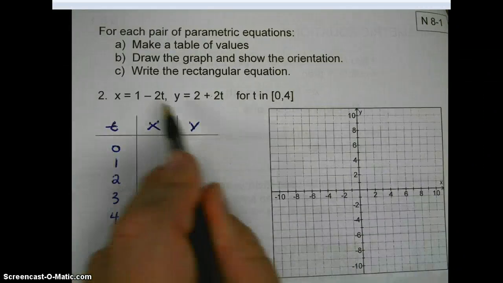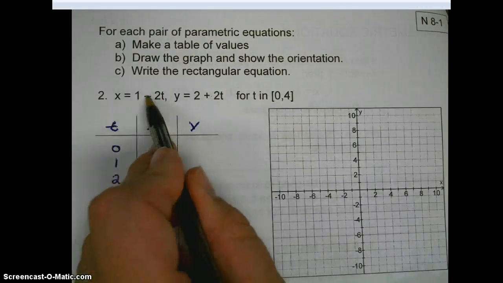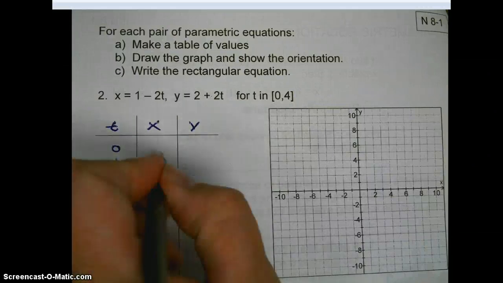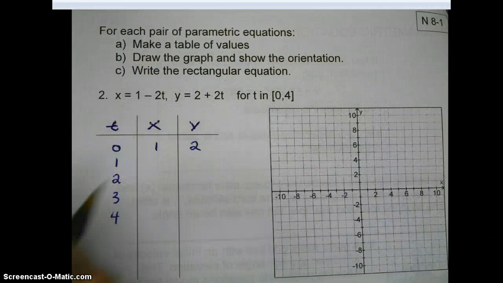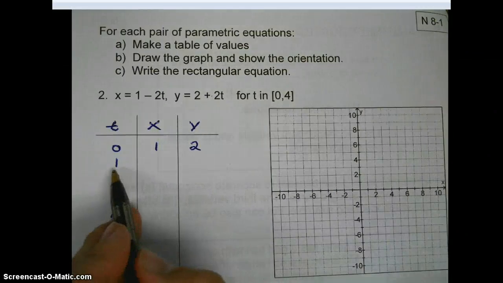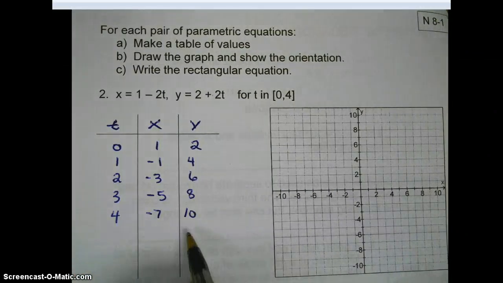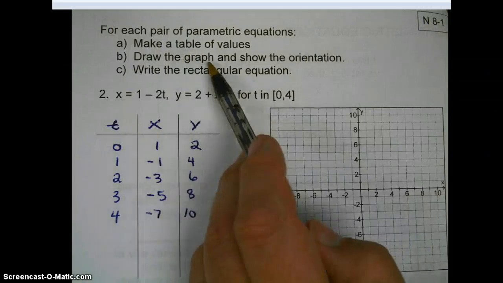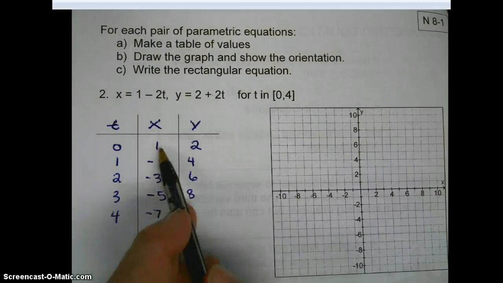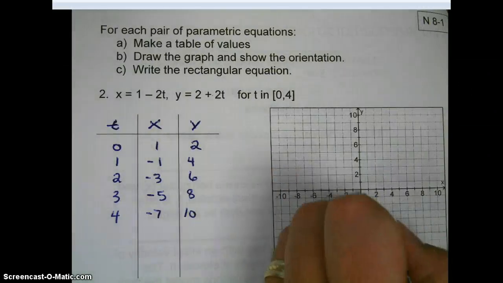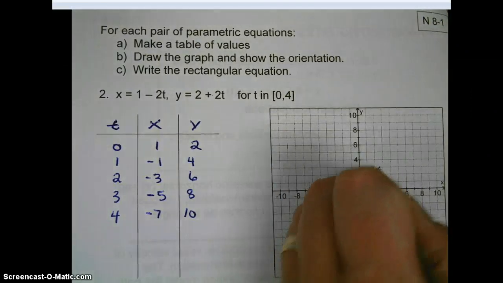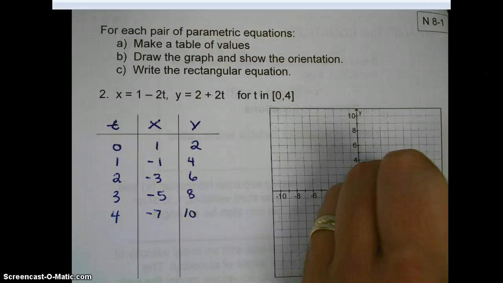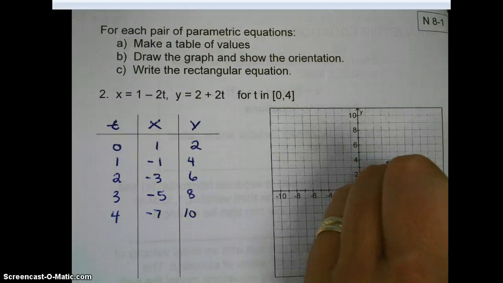Plugging 0 in. 1 minus 0 is 1. Plug 0 in. 2 plus 0 is 2. Continue plugging the numbers in. So there you have it, there's our table of values. Next thing we want to do is draw the graph. So our starting point is going to be at 1, 2. 1 over, 2 up. That is our starting point.